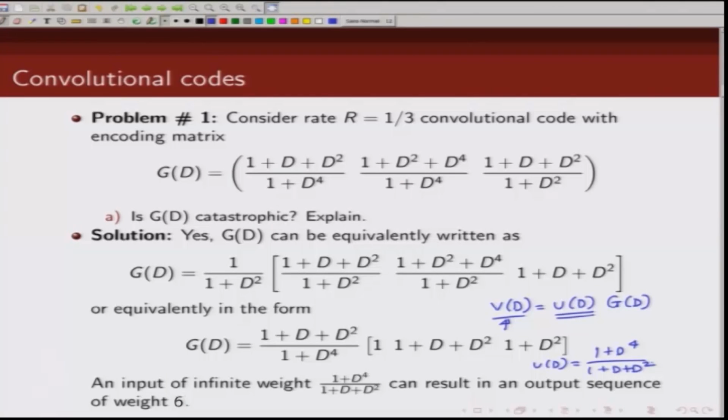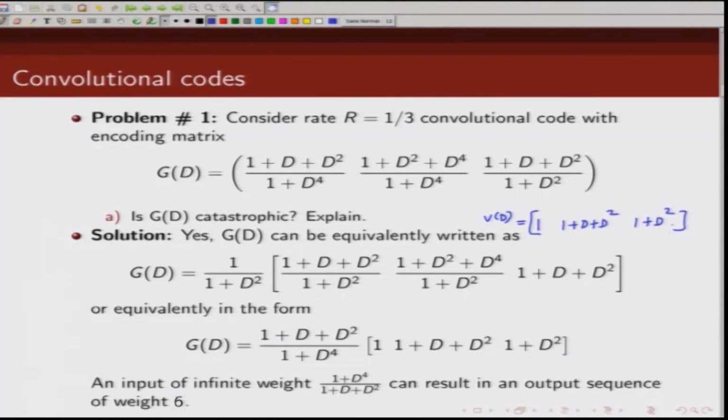then what will be the corresponding output V of d? If the input is chosen this way, then the output will be U of d times G of d. So, this term will cancel these terms. So, what you will be left with is this. Your V of d would be 1 plus d square and 1 plus d square. And what is the weight of this? So, note here, the input that will cause this output is given by 1 plus d4 by 1 plus d square, right.